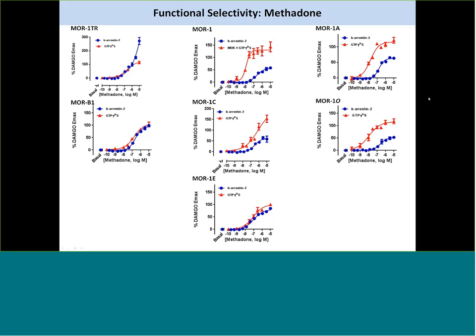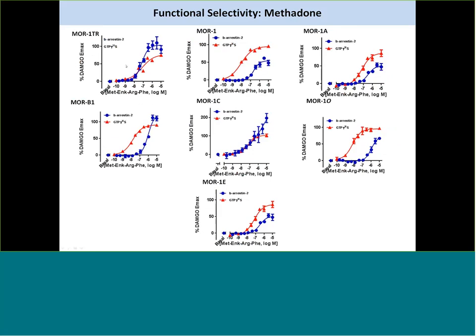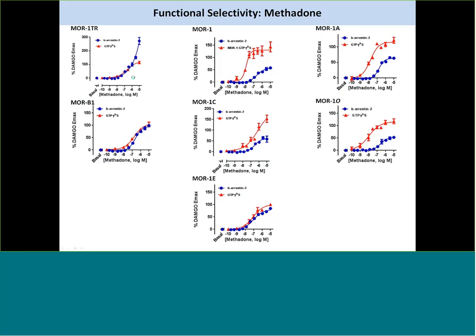This is methadone, and it looks quite different from morphine. Again, you can see the superimposition of MOR1B and the truncated one. And look at the wide separation that you get with MOR1O. Furthermore, if you look at the maximal effects of beta-arrestin against MOR1O, it's really a very profound partial agonist with only a 50% response, whereas if you have the truncated form, it's actually more efficacious than DAMGO.